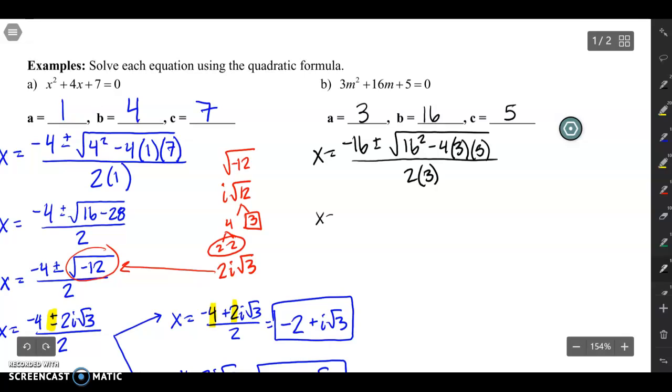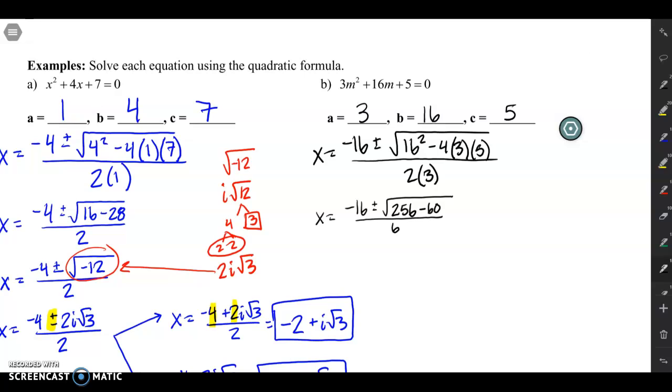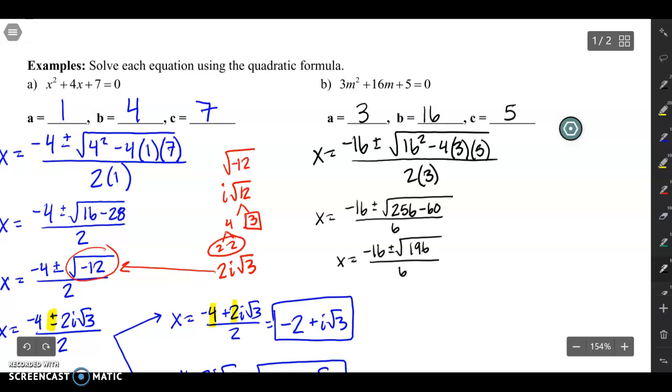So I have x equals negative 16 plus or minus the square root of 16 squared, which is 256, minus 4 times 3 times 5. So 4 times 3 is 12, and 12 times 5 is 60. All of that divided by 6. Okay. Now I'm going to simplify the stuff inside the square root. So 256 minus 60 is going to be the square root of 196 all over 6.